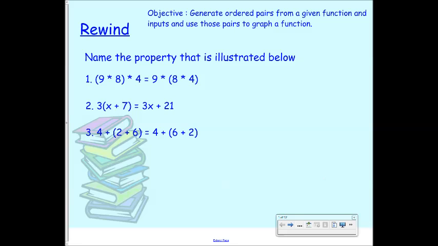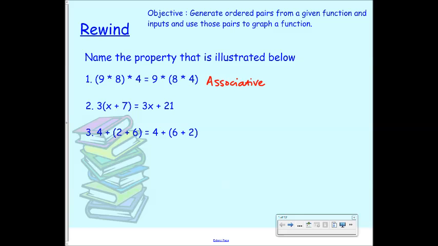All right, so which property is illustrated in number 1? How do you know it's the associative property? No, do not say parentheses. Every one of these has parentheses. They were not all associative. Andy? Okay, the order stayed the same, but what was in the parentheses changed. Good. So you had 9 and 8 here and 8 and 4 here. So this is the associative property.